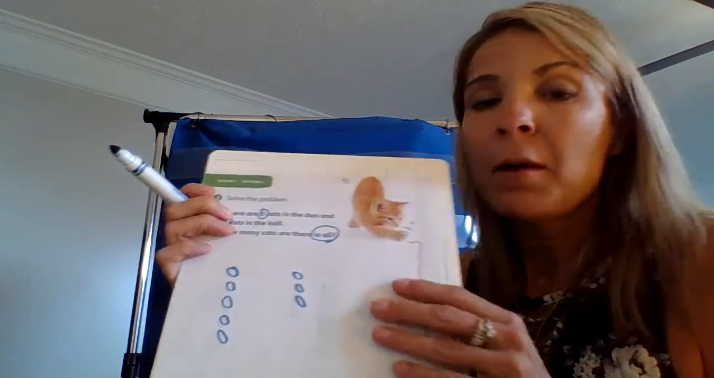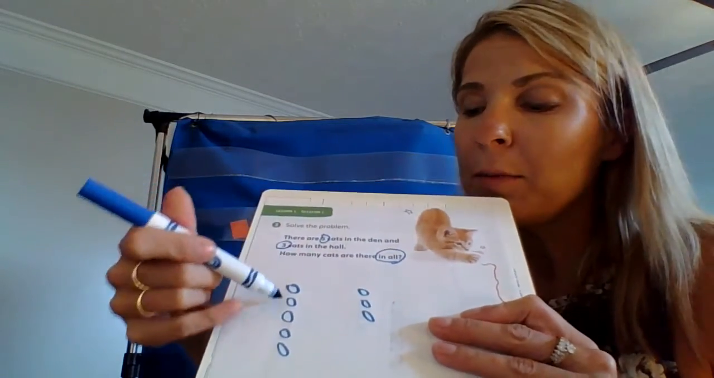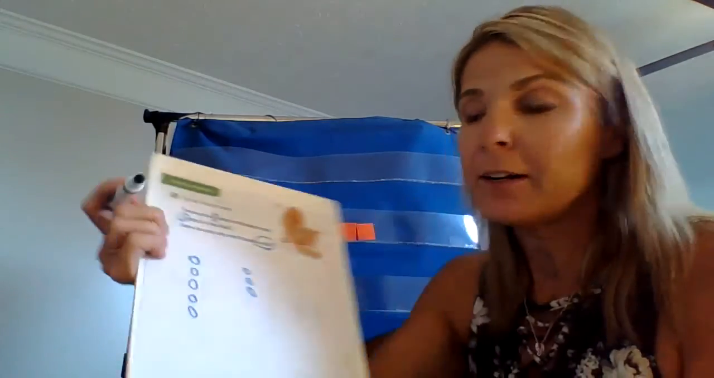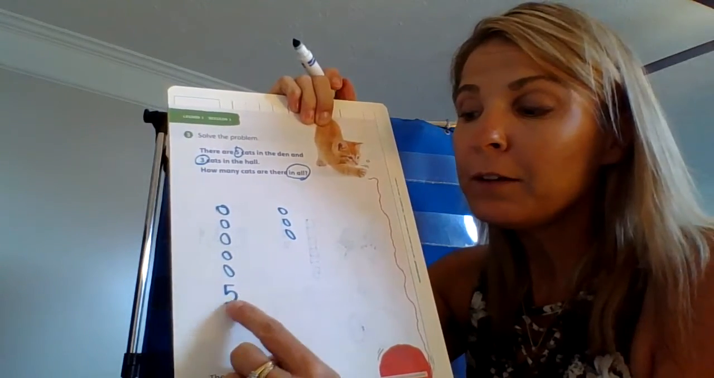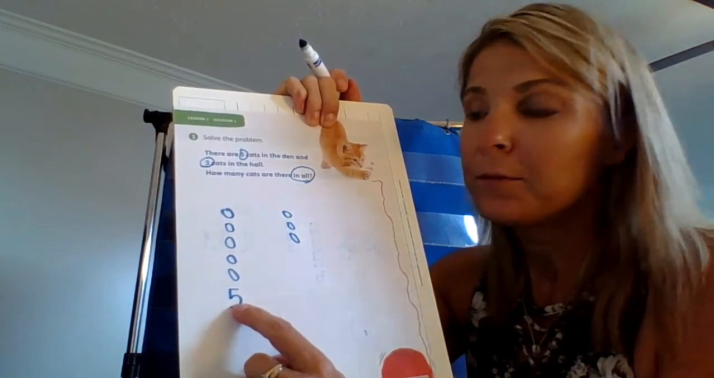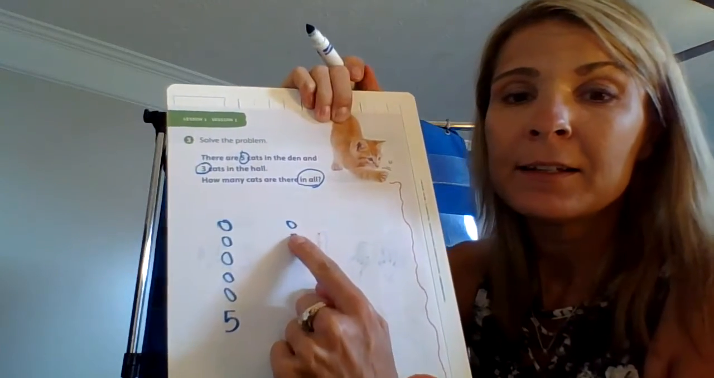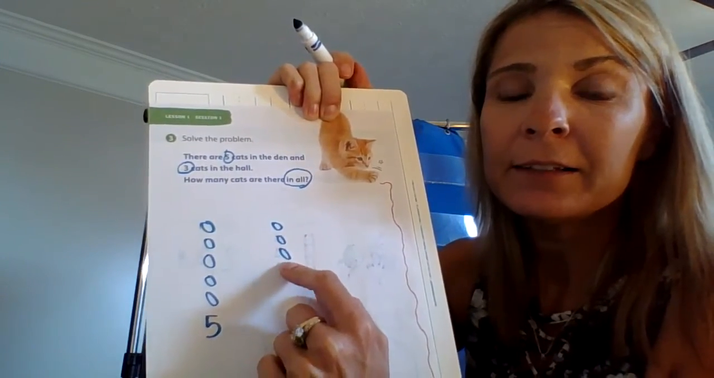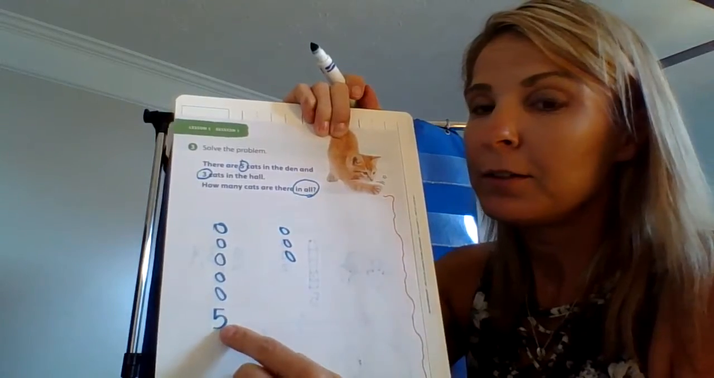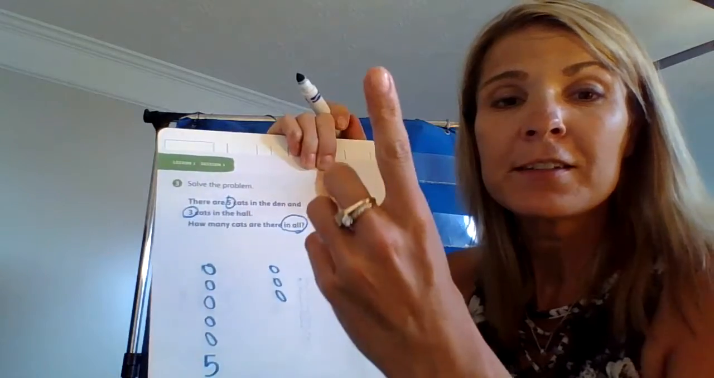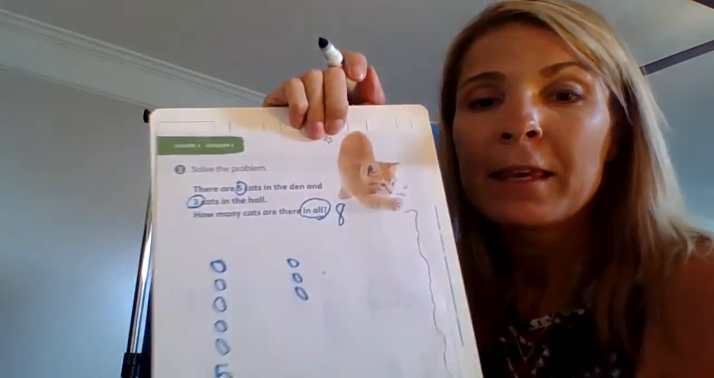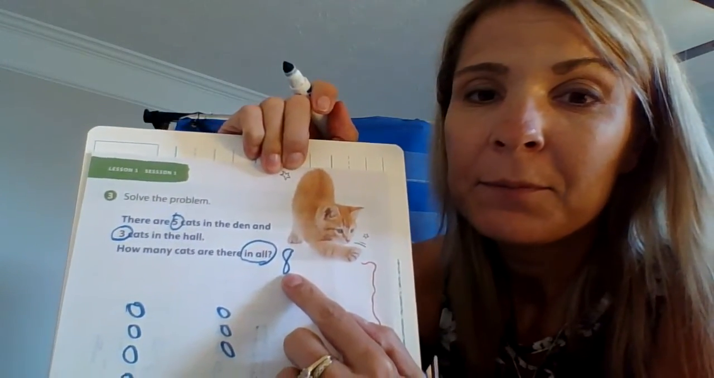Okay? I'm going to count on. I know how many's here. I know that there's 5 right there. Just to help my brain, I'm going to write 5 right there. And 5 is just going to come out of my mouth. So if we have 5, what comes after 5? 6, 7, 8. So you're going to say 5, 6, 7, 8. There's the 5. You can use your fingers. 6, 7, 8. So there are 8 cats in all, and I wrote the number 8.